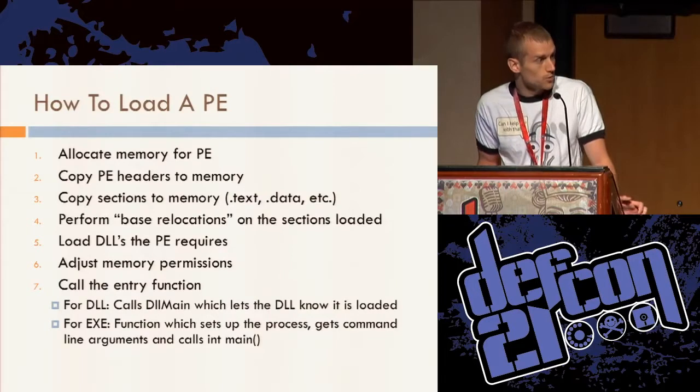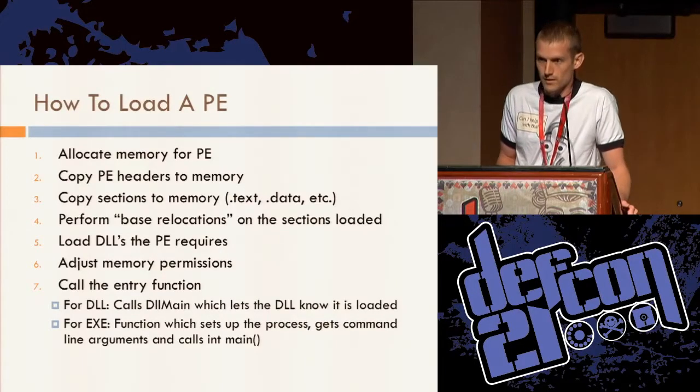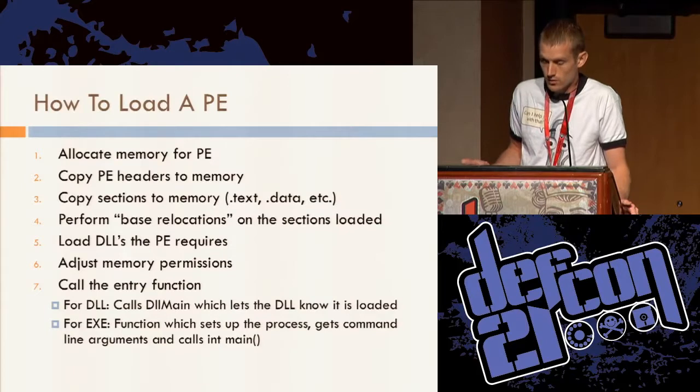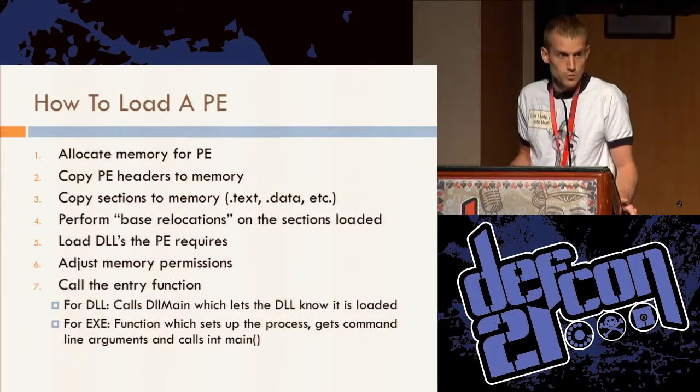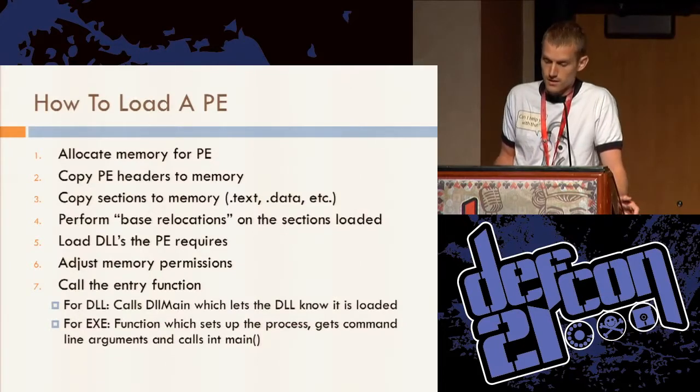So for those of you who don't know how loading PEs works, this is all documented on MSDN. I'm not going to go super in detail, but I want to give you an idea of kind of what Windows is doing when CreateProcess or LoadLibrary is called. So what's going to happen is first, memory is going to be allocated inside a process for the PE. Next, you're going to copy the PE into that memory.